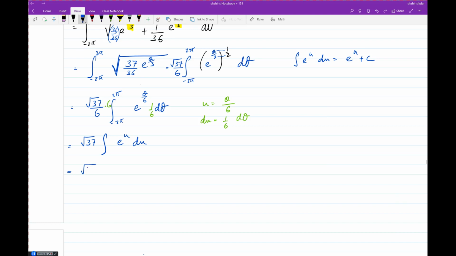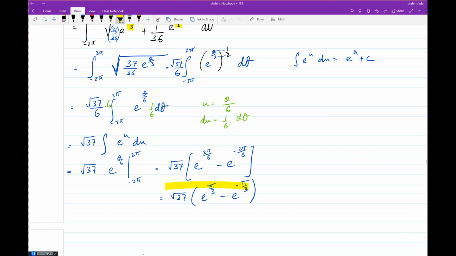So e to the u is e to the u, giving the square root of 37 times e to the u, where u is theta over 6, evaluated from negative 2 pi to positive 2 pi. Using the fundamental theorem of calculus, this is the square root of 37 times e to the 2 pi over 6 minus e to the negative 2 pi over 6, which simplifies to the square root of 37 times e to the pi thirds minus e to the negative pi thirds. That's your exact arc length.